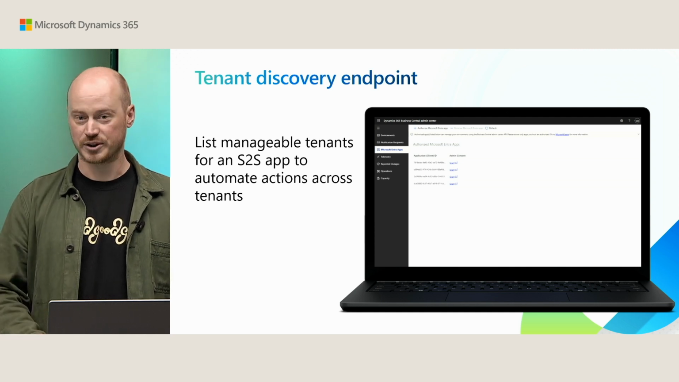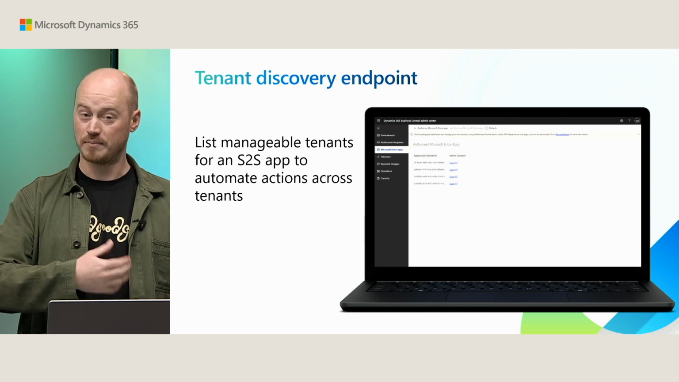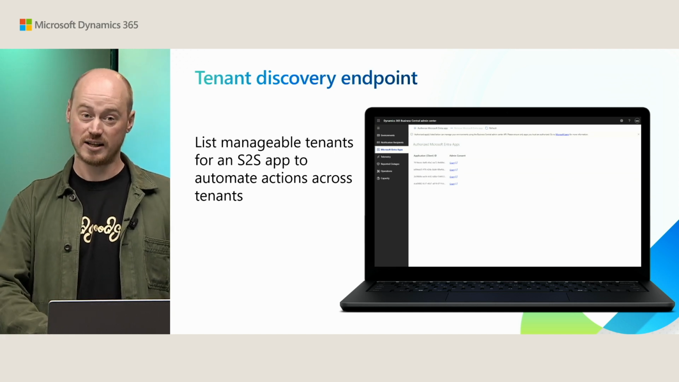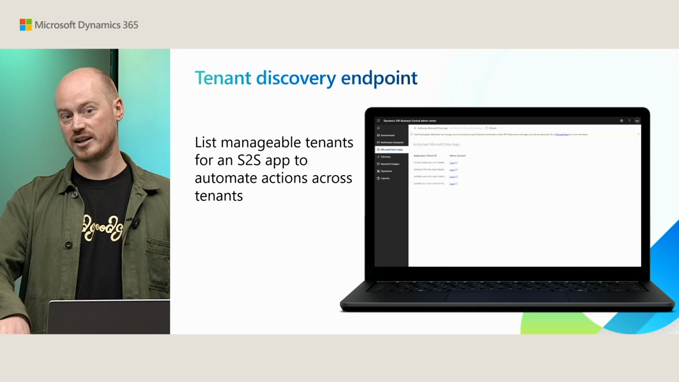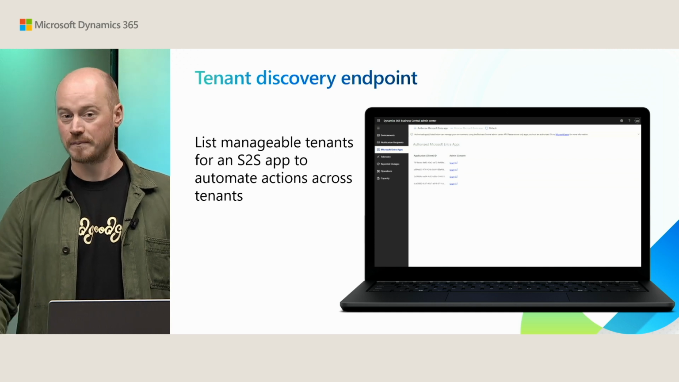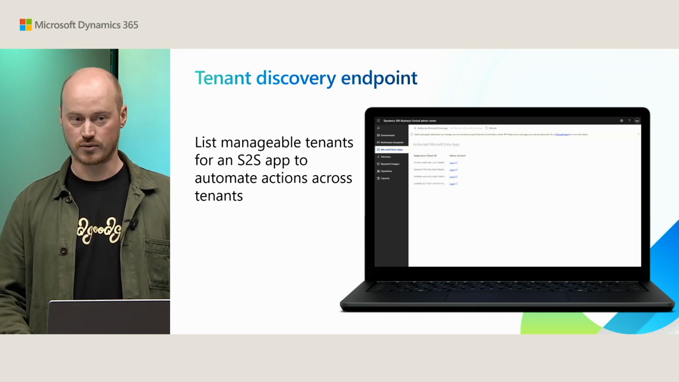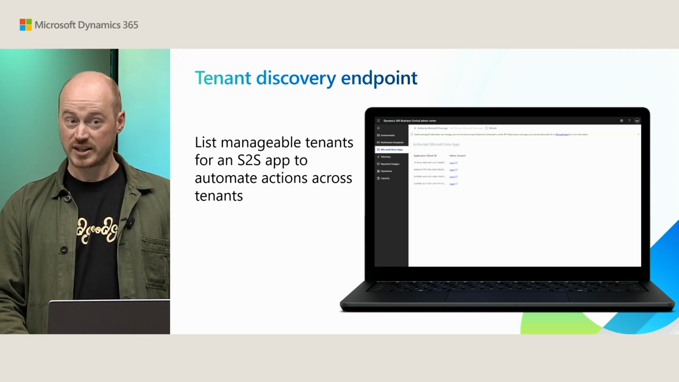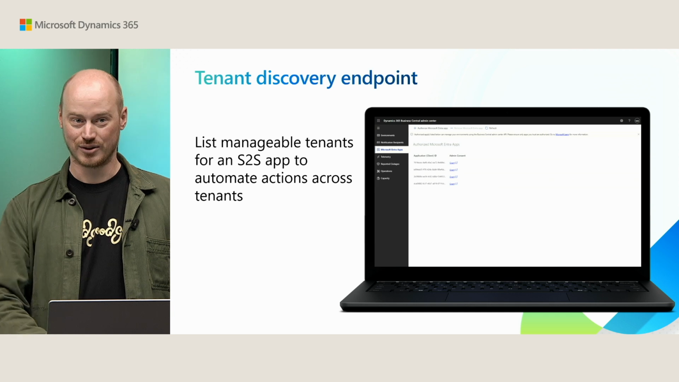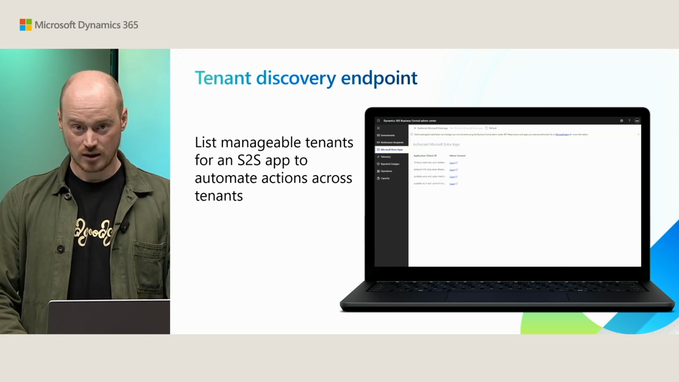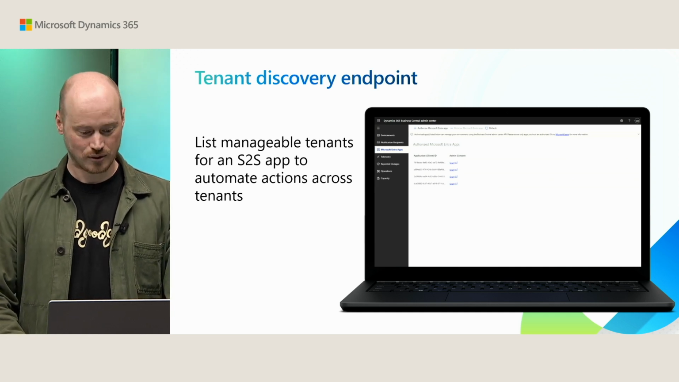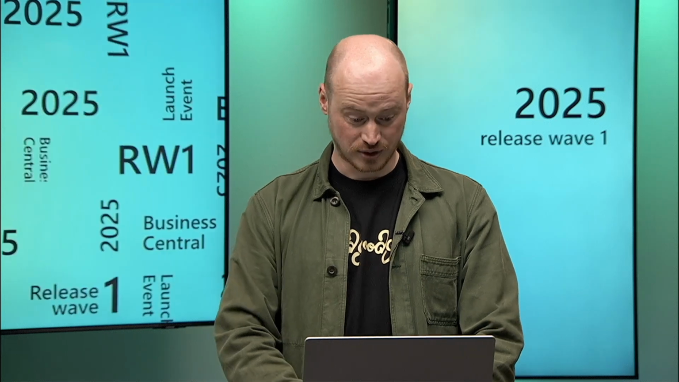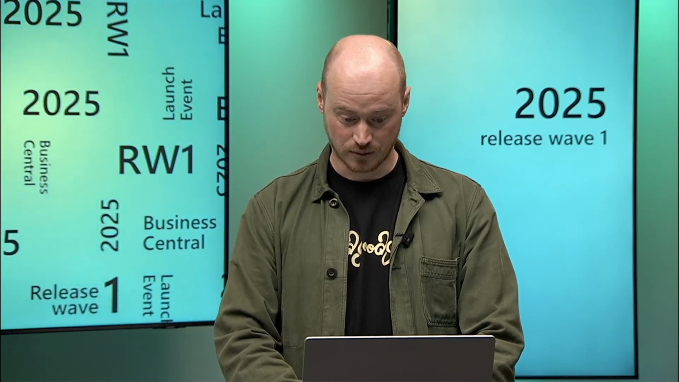So if you're a partner managing environments in many different customer tenants, you'd have to keep a list of those tenants somewhere that app could refer to, then run operations across all customer environments. In this release wave, we fixed it with an API endpoint that we call the Tenant discovery endpoint. And it's probably better to just show you what it does rather than go through some more slides. So let me jump into a demo right away.